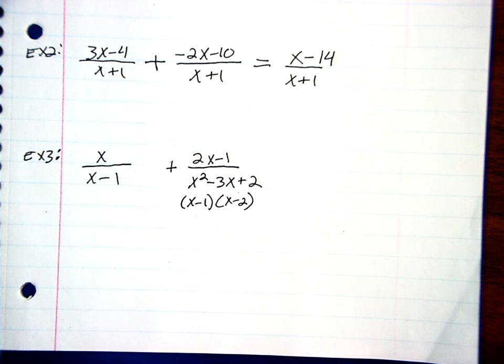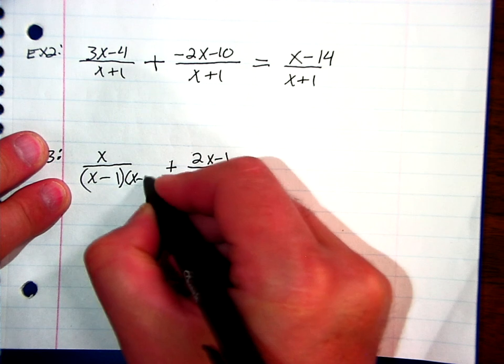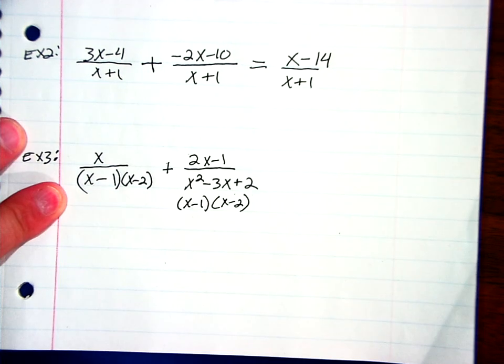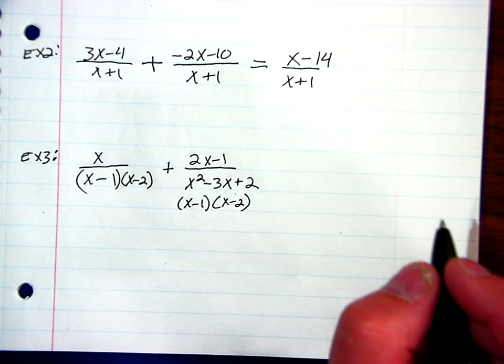So therefore, what is my common denominator going to be? X minus 1 is half right. Multiply what to the other side? Yes, that is correct. So it's going to be x minus 1, x minus 2. I multiplied the bottom by x minus 2, so I must multiply the top by x minus 2.